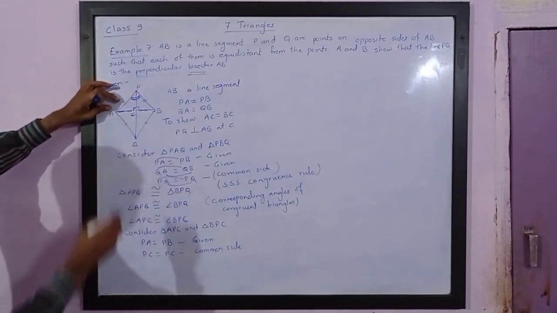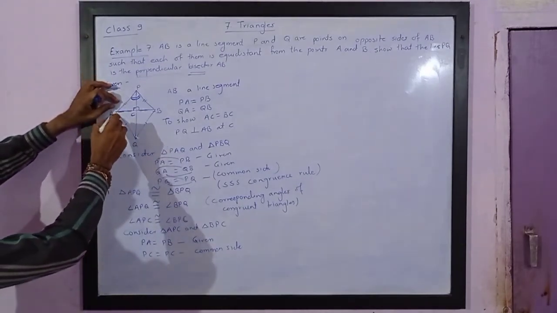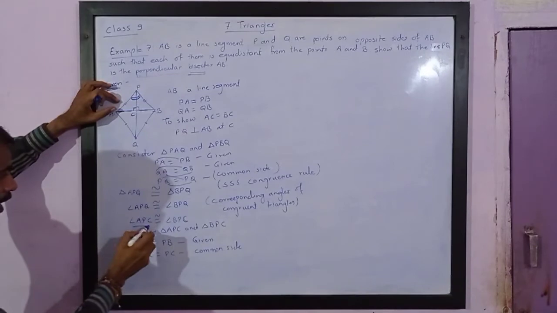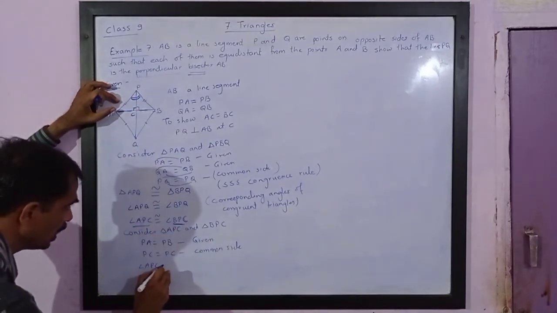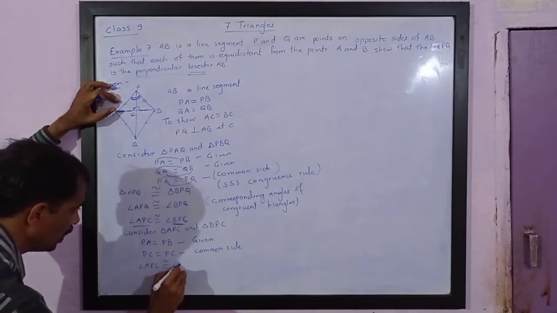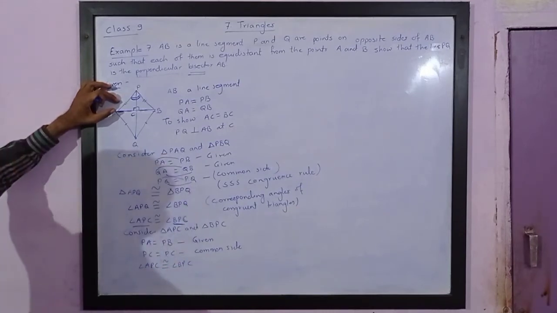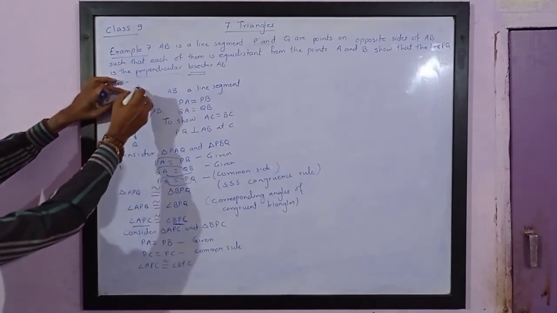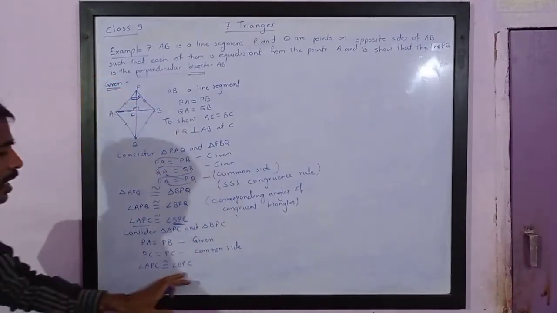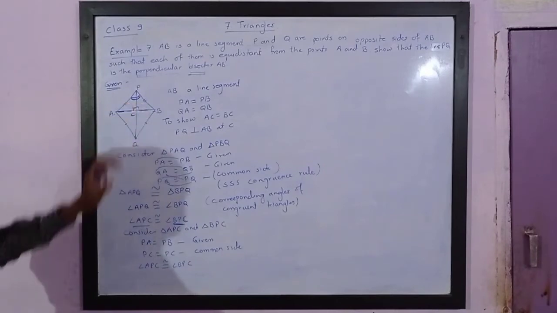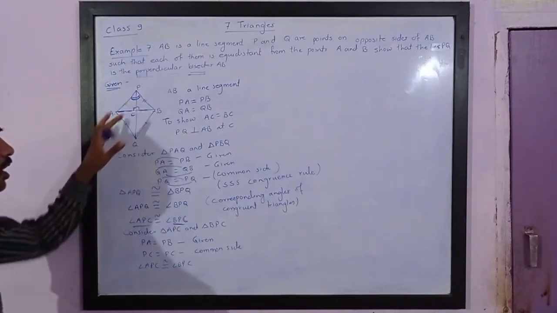Then angle APC, we have just written APC is equal to BPC. Angle APC is congruent to angle BPC. So watch carefully, this side, and included angle. So these two triangles are congruent by SAS congruence rule.